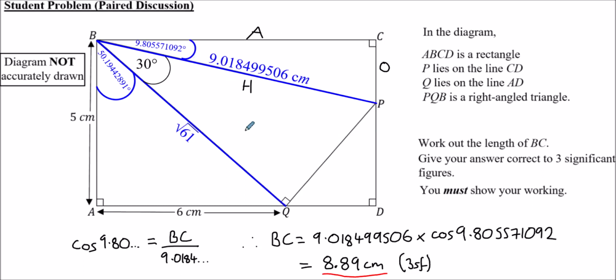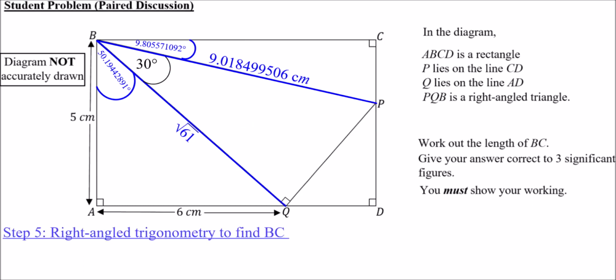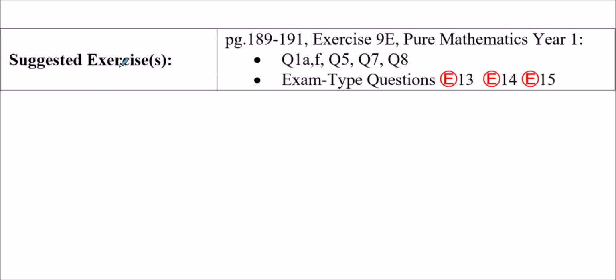So I thought I'd throw that in, see how you found that. So, now it's over to you. Just to show you there, 8.89. So, the exercises I want you to do start on page 189, exercise 9e. So try questions 1, A and F, then 5, 7 and 8. With some exam type questions, the ones with a circled E, which are always worth having a look at, whether I suggest them or not actually. Questions 13, 14 and 15. So if you could try those and let me know if you're getting stuck, that would be fantastic. So don't waste any time, set to it now.